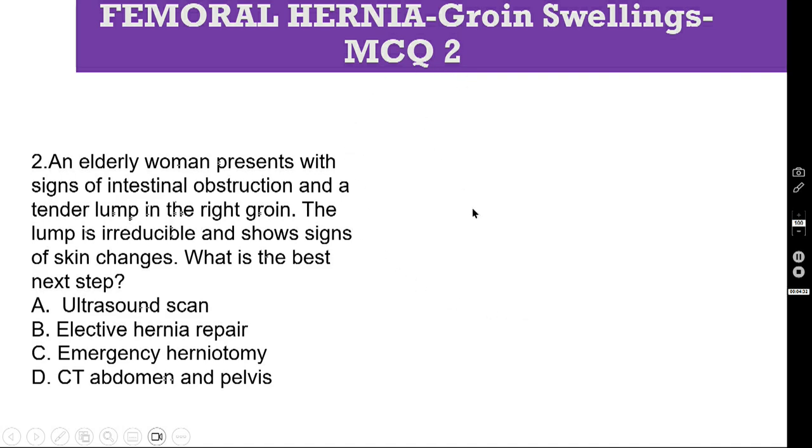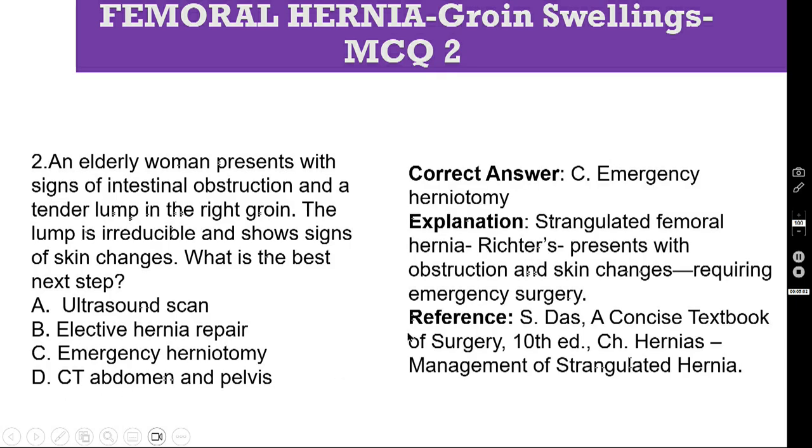Coming to MCQ number 2: an elderly woman presents with signs of intestinal obstruction and a tender lump in the right groin. The lump is irreducible and shows skin changes, erythema and all. What is the best next step you will take? A. Ultrasound scan. B. Elective hernia repair. C. Emergency hernia repair or herniotomy. D. CT abdomen and pelvis. The correct answer is C, emergency herniotomy or emergency surgery.